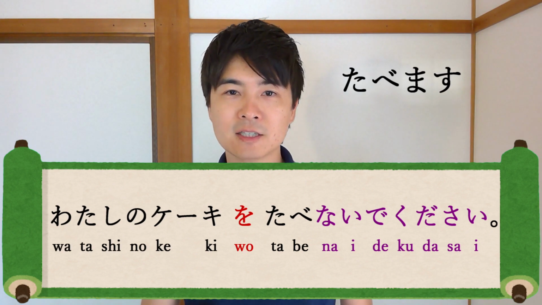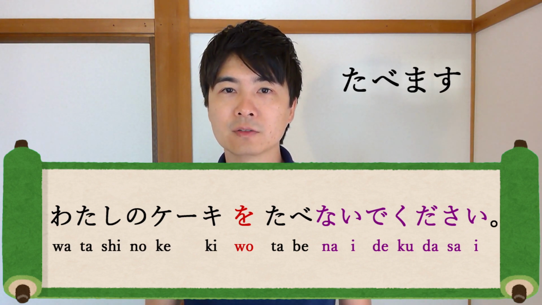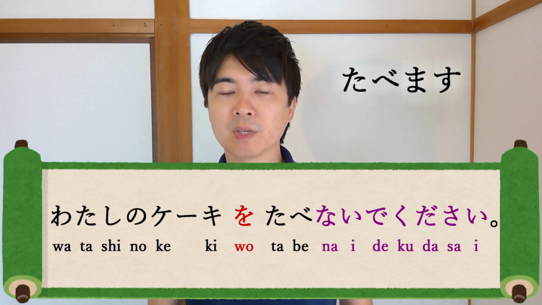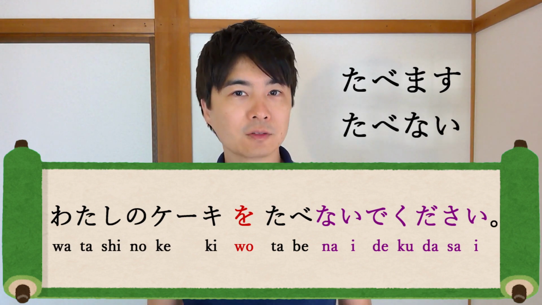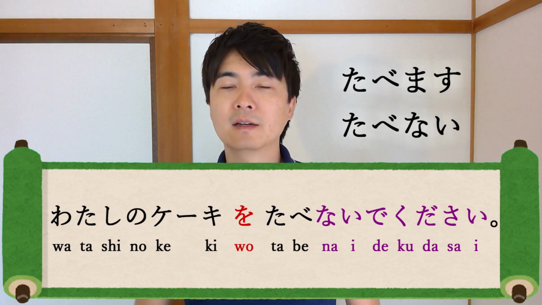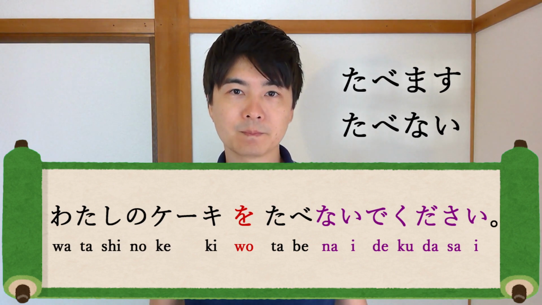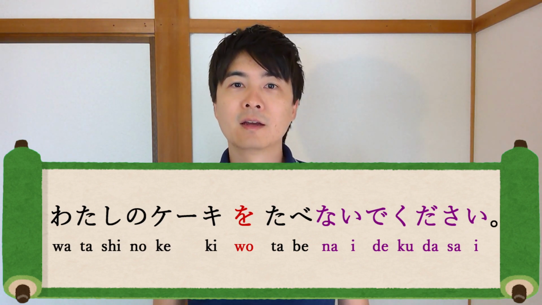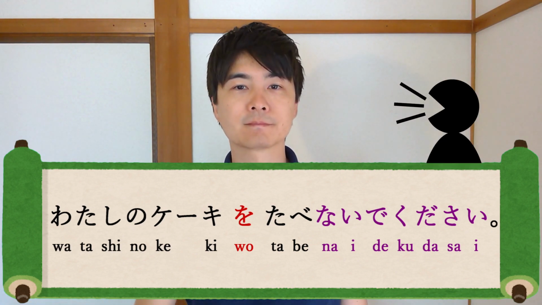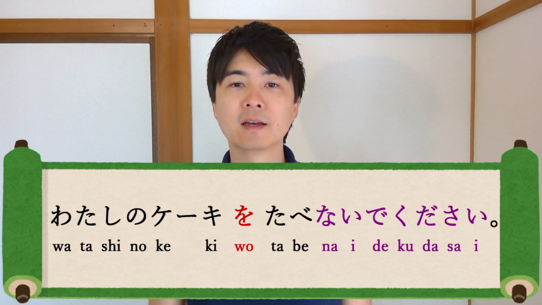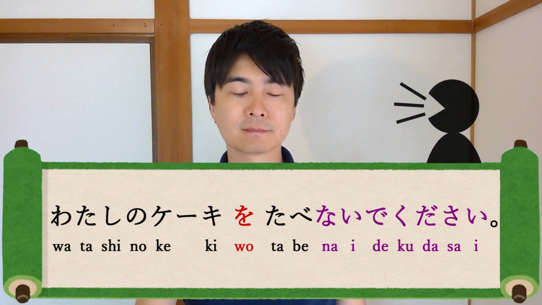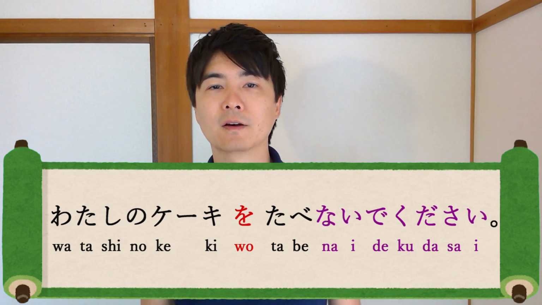食べます is an 一段 verb. So, in order to make it into the ない form, we simply need to change ます into ない。Then 食べます becomes 食べない。So, please don't eat my cake is 私のケーキを食べないでください。Please repeat after me. 私のケーキを食べないでください。Okay, good.